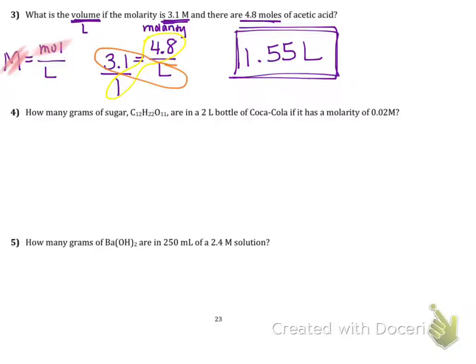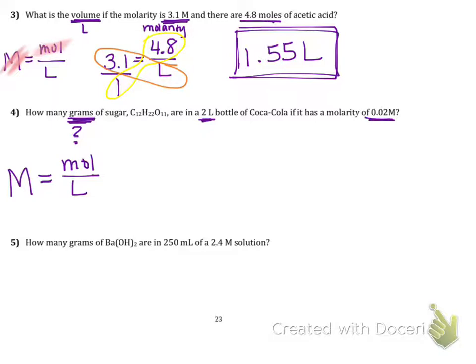Okay, next question. It says, how many grams of sugar are in a 2-liter bottle of Coca-Cola if it has a molarity of 0.02 molar? Okay, so let's talk. It wants grams, it gave us liters, and it gave us molarity. Now, we don't have an equation that deals with grams, right? The only equation we know is molarity equals moles over liters, like this, right? So the question is, what information from here can get us to grams?